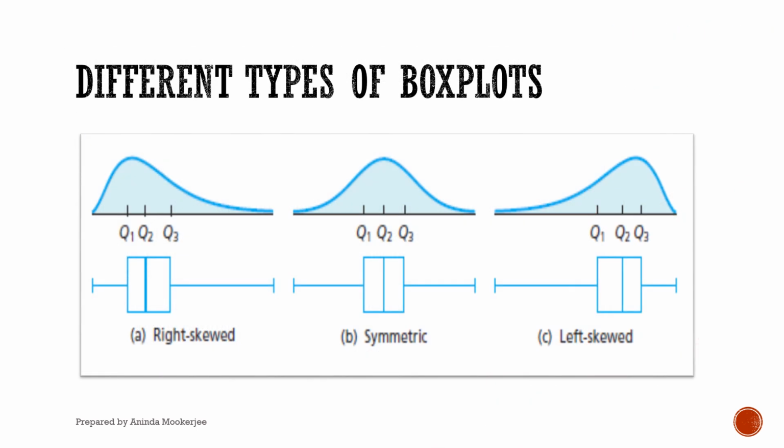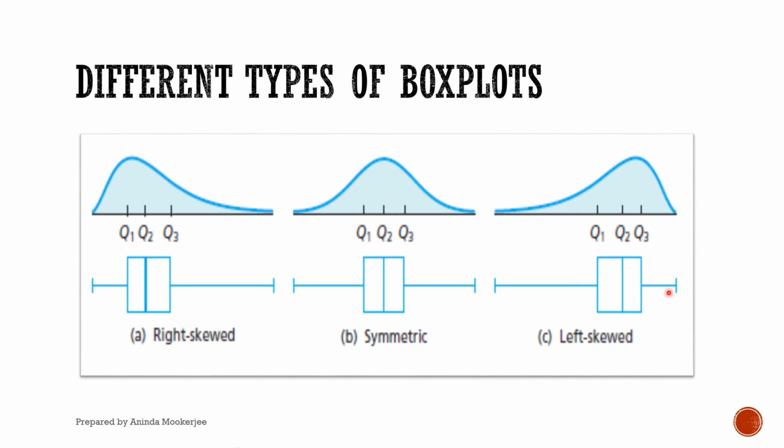Now here are three pictures of different types of box plots. The first one here is a right skewed curve, right? It's a right skewed curve. It has a long tail to the right and it peaks towards the left. And this would happen when quartile 1 and quartile 2 are close to each other and quartile 3 is somewhat distant from quartile 1 and quartile 2. Well, really quartile 2. In a symmetric distribution, quartile 1, quartile 2, and quartile 3 would be equally spaced.